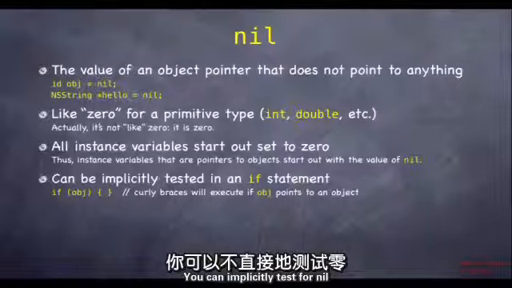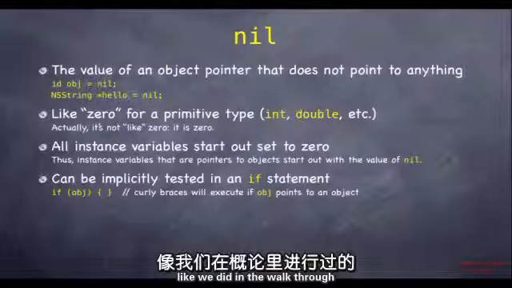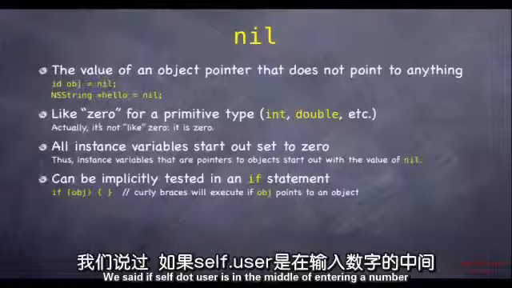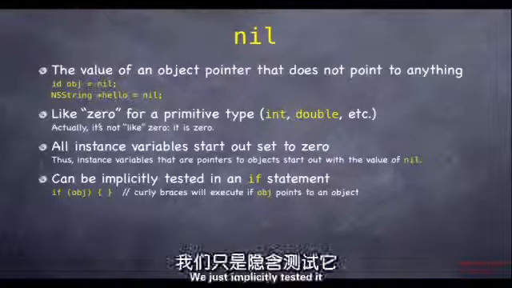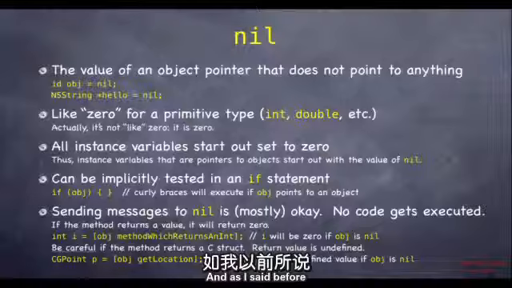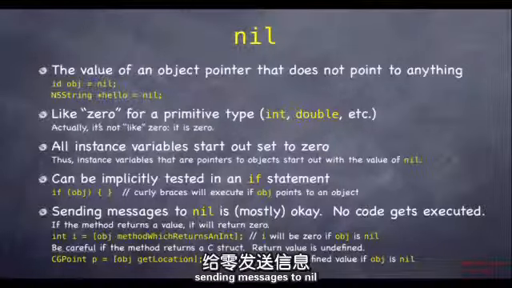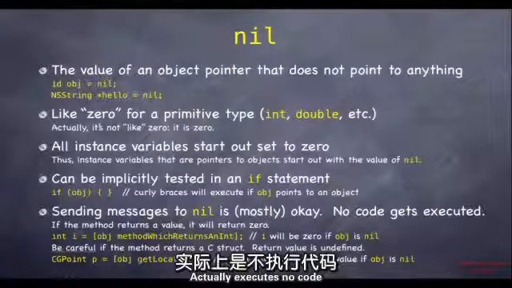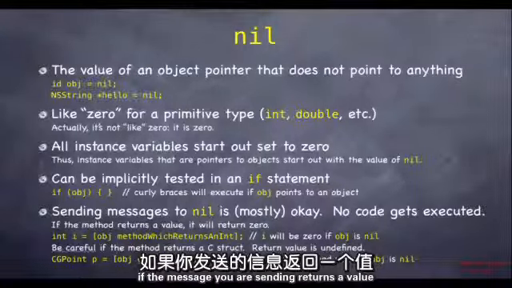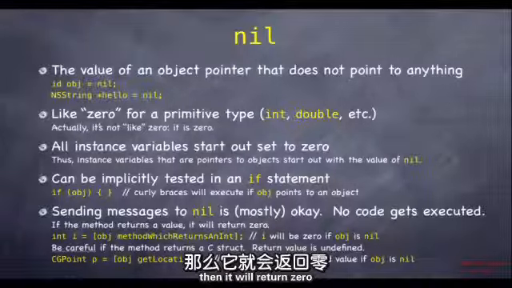You can implicitly test for nil, like we did in the walkthrough. We said if self.userIsInTheMiddleOfEnteringANumber. We didn't say self.userIsInTheMiddleOfEnteringANumber equals YES. We just implicitly tested it. That's very common to do. And as I said before, sending messages to nil is perfectly fine. It doesn't crash your program at all. It actually executes no code. If the message you're sending returns a value, then it will return 0.